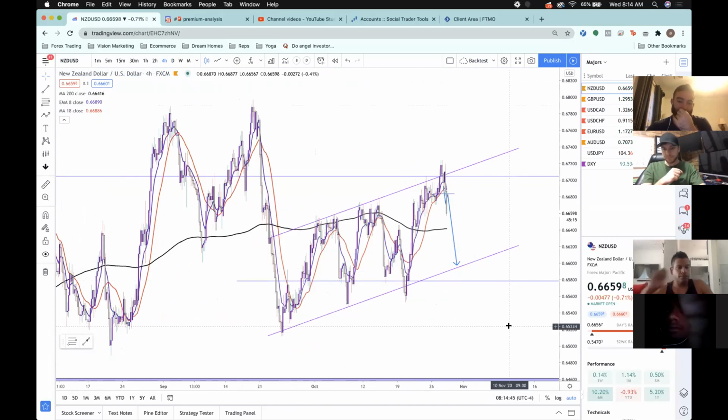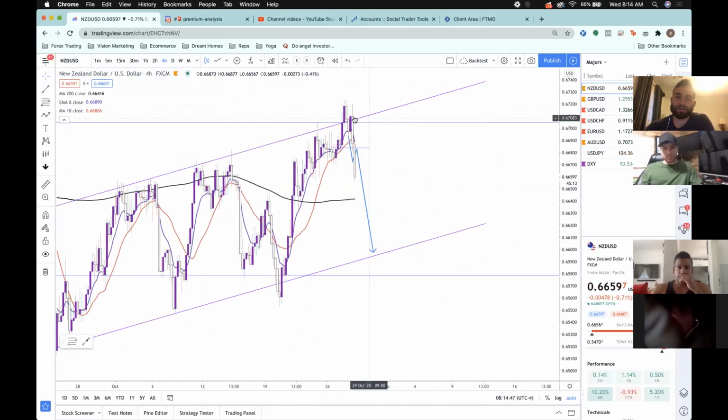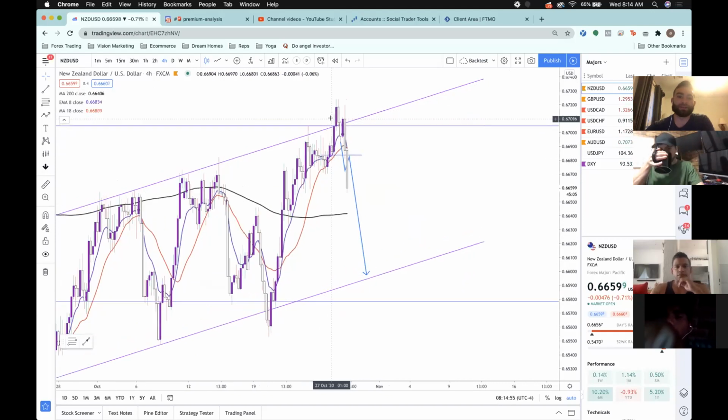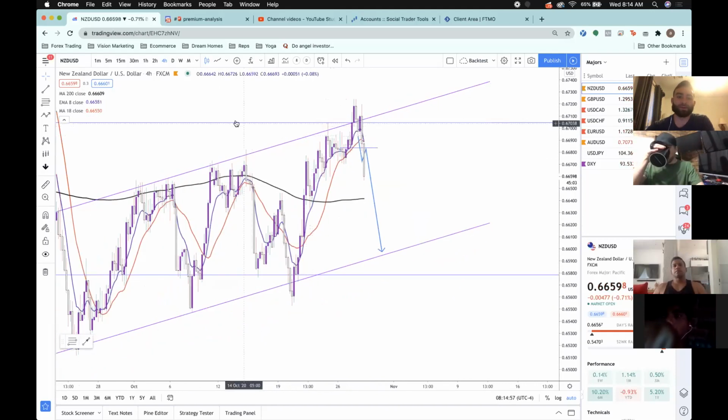So we were testing these highs right here up at the top, and pretty much I was looking for a short opportunity in this area. Let's break this down further because we had multiple confirmations here. We had this weekly resistance, this trend line, and then we were ultimately just at a high.